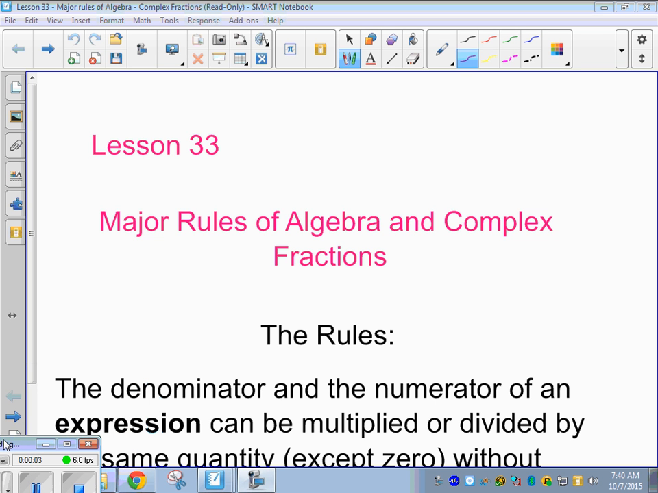All right, you guys, lesson 33, major rules of algebra and complex fractions. So this would be a major rule of algebra. You do not need to write it down because you already know it.